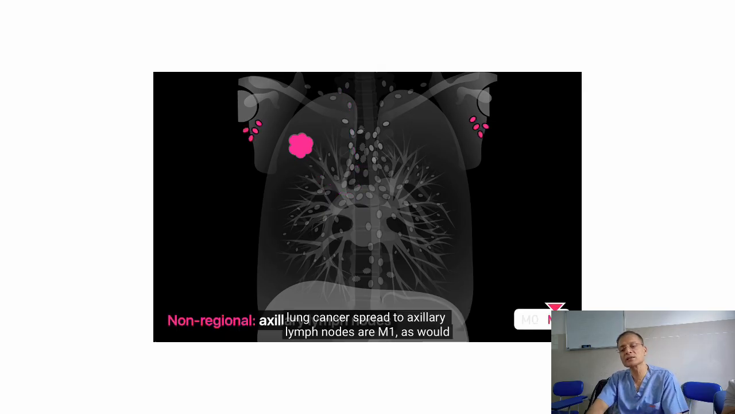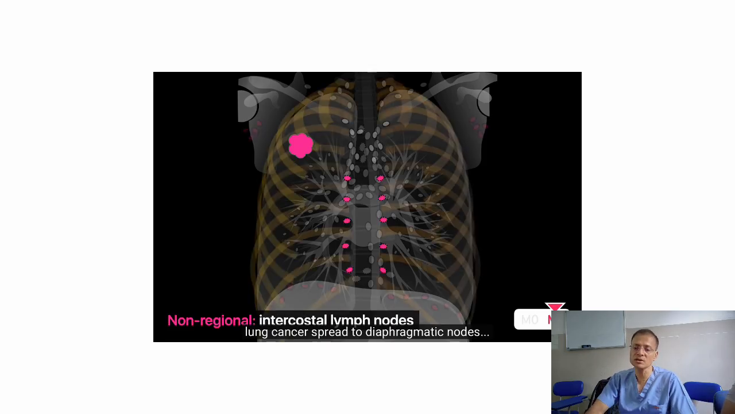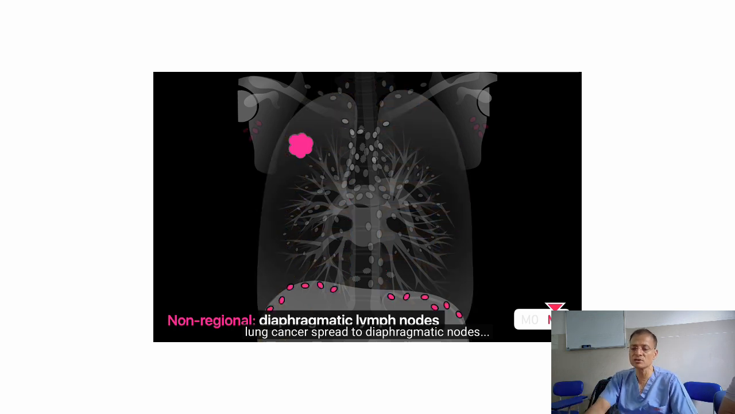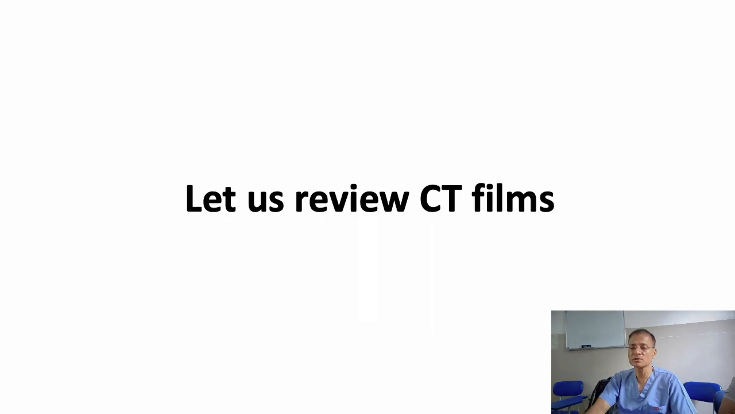If it goes to the axilla, this is not a regional lymph node for lung cancer. So that should be stage M1 disease. Or if it's going to the intercostal lymph node along the intercostal disease, again it is M1 disease. If it is going to the diaphragmatic group, again M1. Or if it is going through the internal mammary chain, again the M1 group.